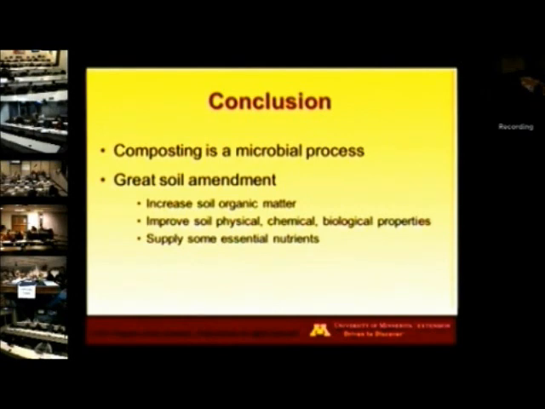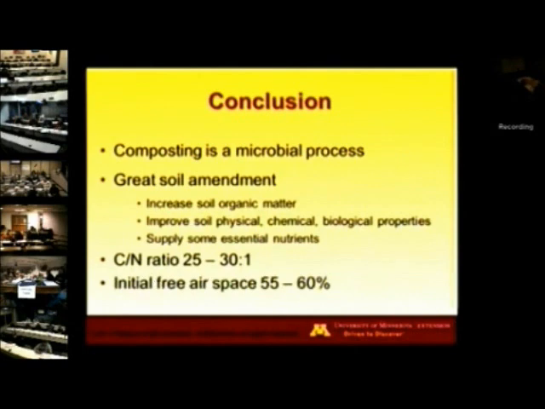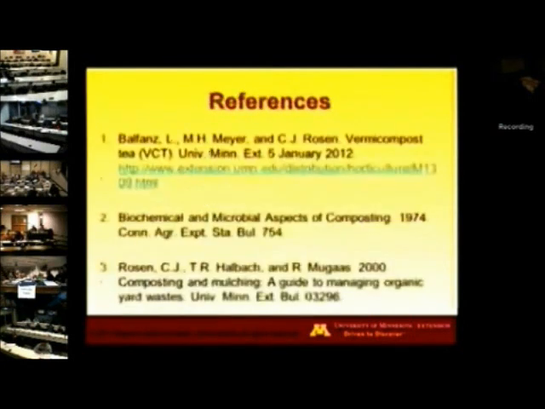And again, to get back to our essential nutrients, they recommend that you can cut your fertilizer rate in half by adding compost. So whatever the recommended fertilizer rate was, if you add that amount of compost, you can cut it in half. So you can certainly save money by using compost. Again, our initial C/N ratio is 25 to 30 to 1, and our initial free airspace should be 55 to 60%. And of course, mixing is needed.